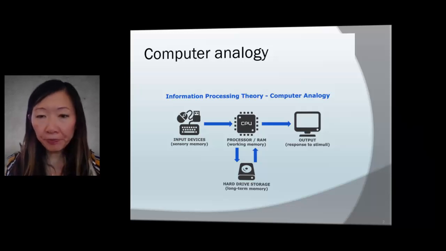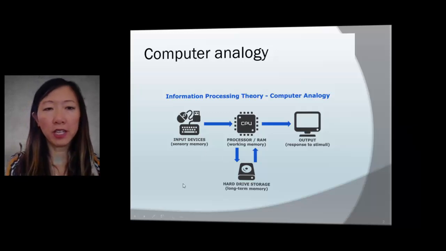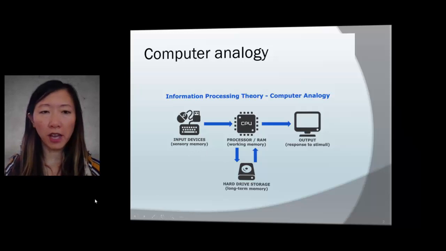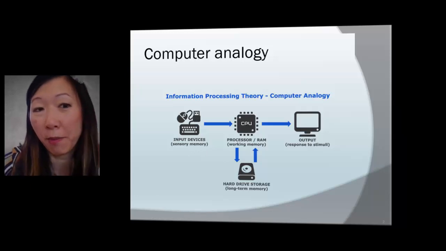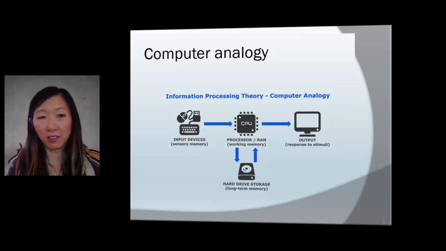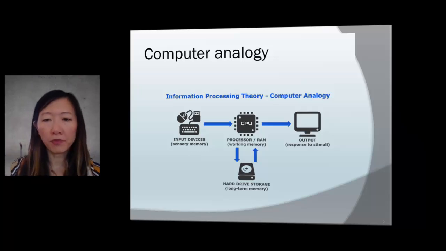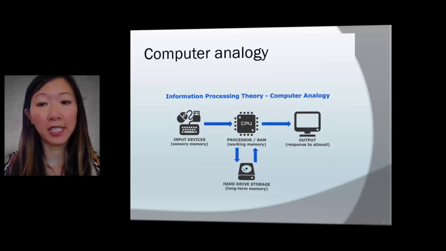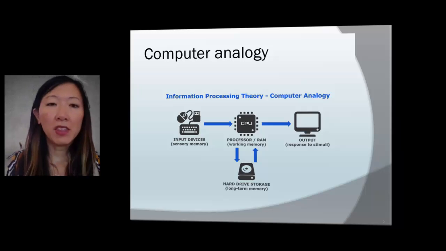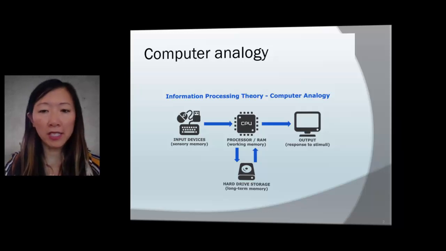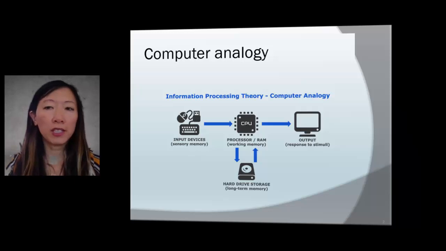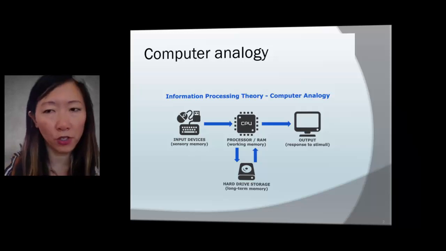So for example, the information enters the input devices. That is like the sensory memory. It enters through the mouse and the jump drive, but that's like our senses, like the mouse and the keyboard. Then you can see the information is processed into a working memory, which is like the CPU or the processor.